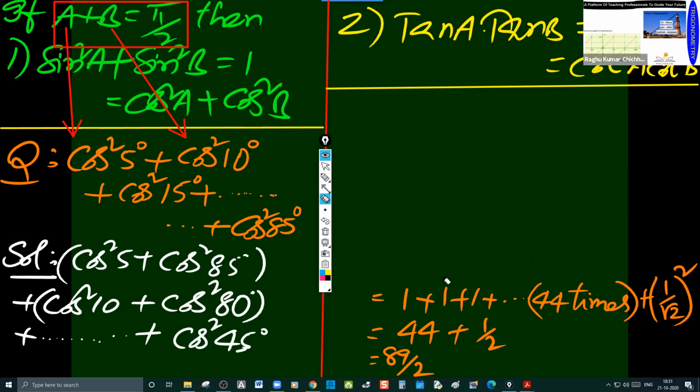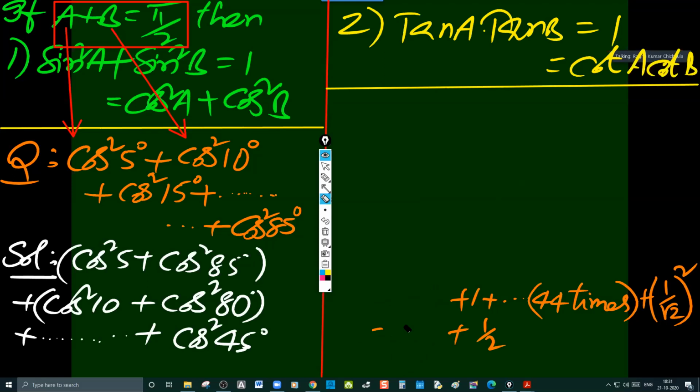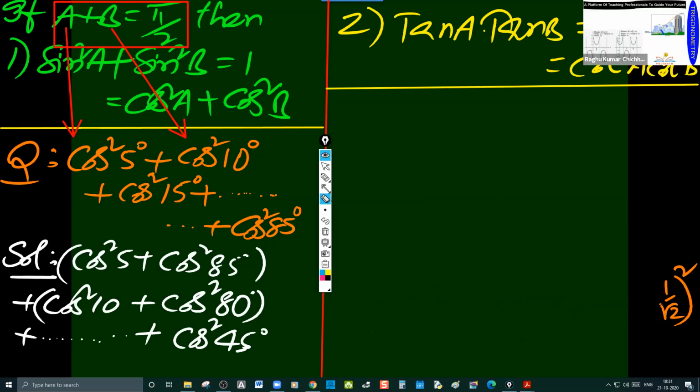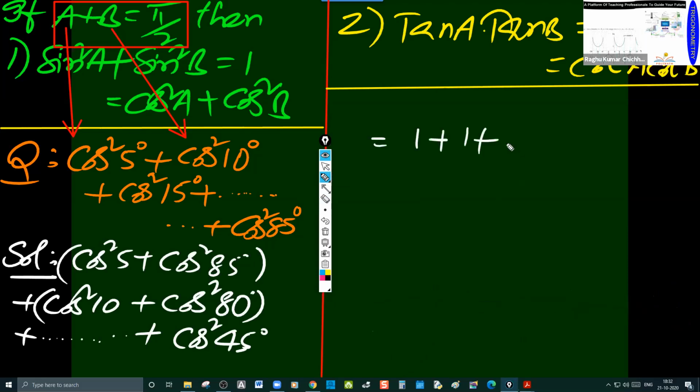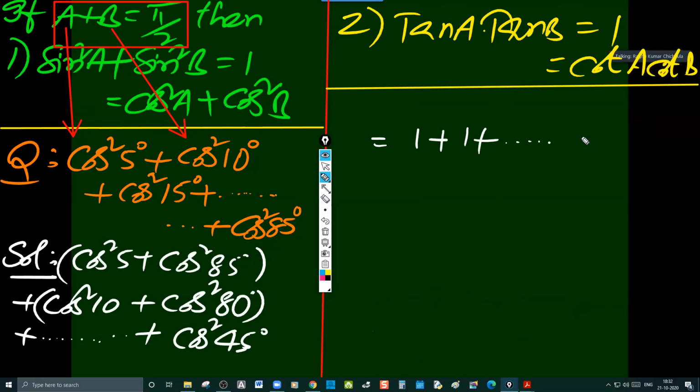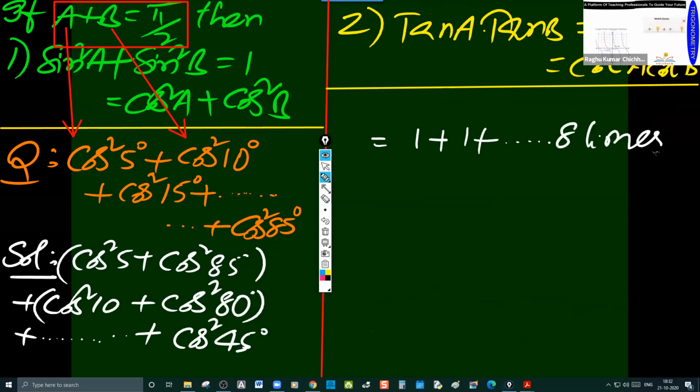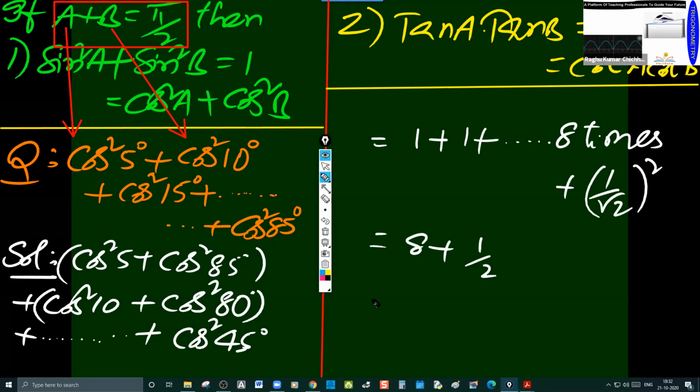Bobby, are you there? What is the answer you got? 1 plus 1 plus so on. From 5 to 85, there are 17 terms, isn't it? Of 17 terms, 16 can be paired. When 16 are paired, you will get 8 times 1s, plus cos square 45, which is 1 by root 2 whole square. So 8 ones added, 8 plus 1 by 2. So 17 by 2. That's it.